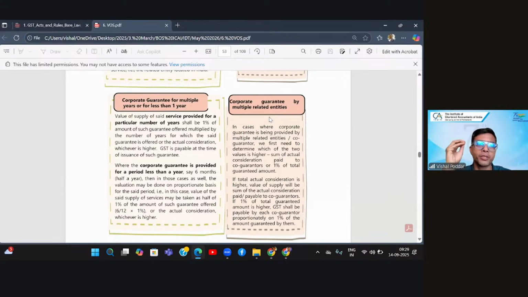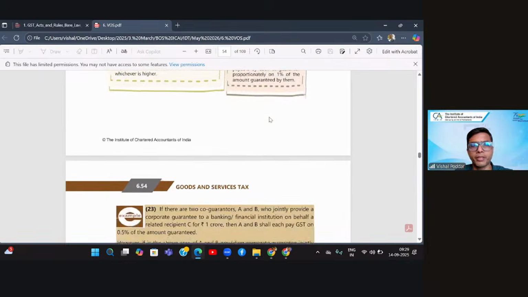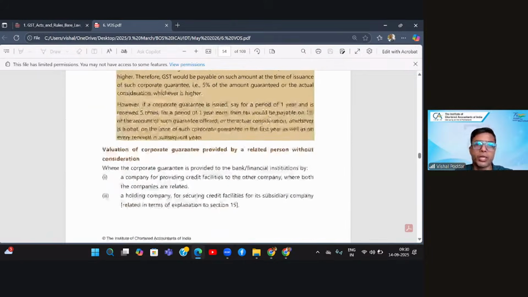So another clarification is there are multiple guarantors. So let us say the bank is not satisfied with one of my holding companies giving guarantee or with one of my directors giving guarantee. They want 2-3 persons giving guarantee. Then this 1% will be divided between them. So it is not 1% per guarantor. 1% is for the whole loan. Loan amount into 1% is the value of the service, divided proportionately between the directors or the persons who are standing as a guarantor.